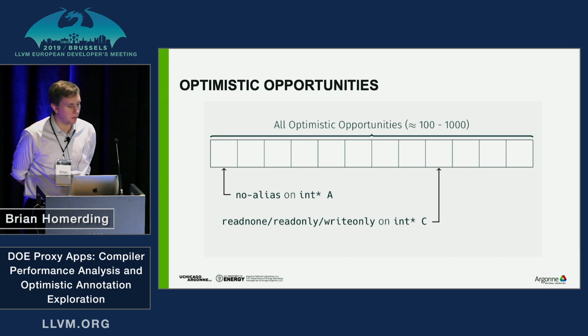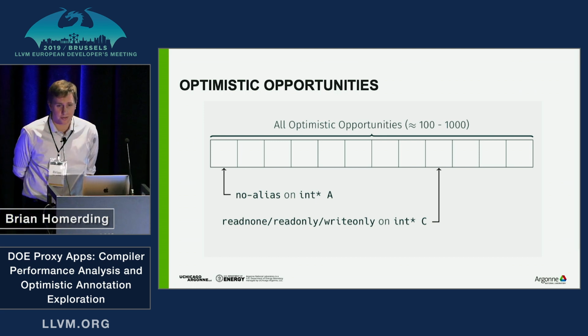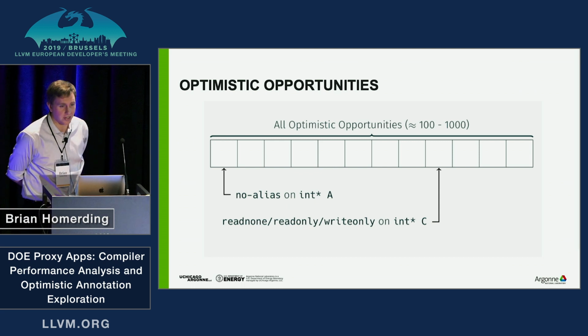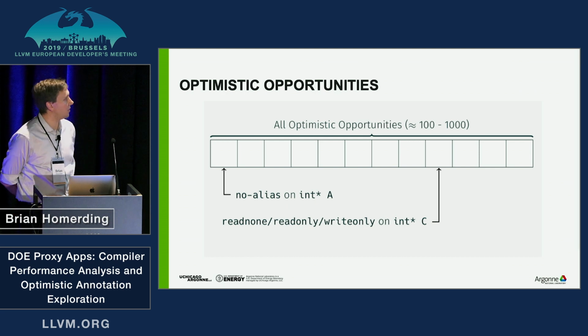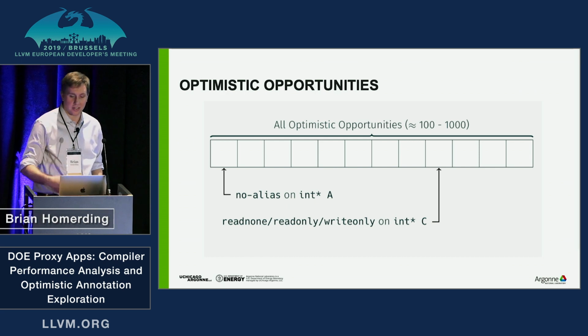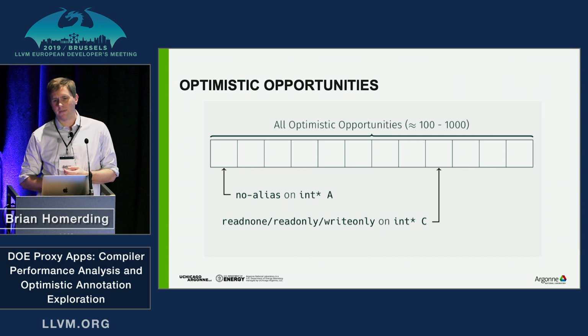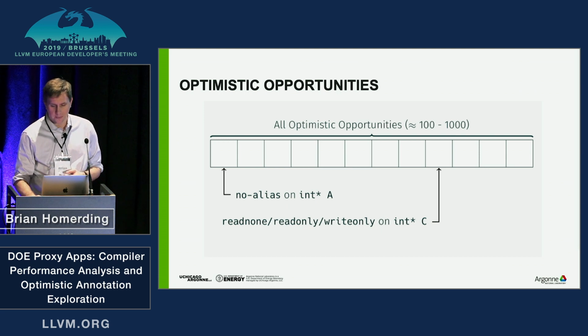So there's anywhere from no alias, which will just be a value of 1 or 0, depending on whether or not no alias compiles and verifies. We can add read none, read only, write only as reducing things, and then the function memory attributes, we end up having 13 different choices.